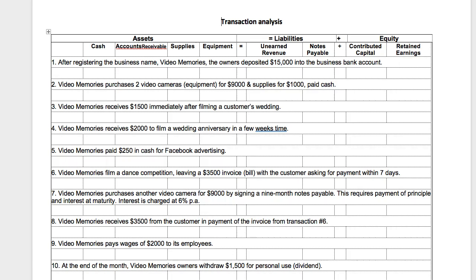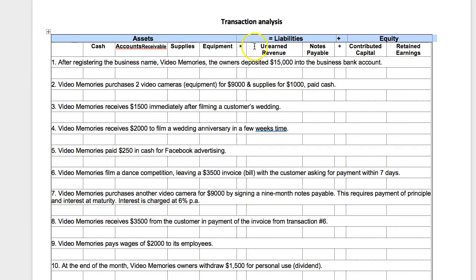So in this video, we're going to look at how you analyze business transactions using the accounting equation, or we can call it transaction analysis. This is also explained in chapter 3 in your financial accounting textbook, and I've taken this example from chapter 3. So if you want to get a little bit more information, you can also follow along there.